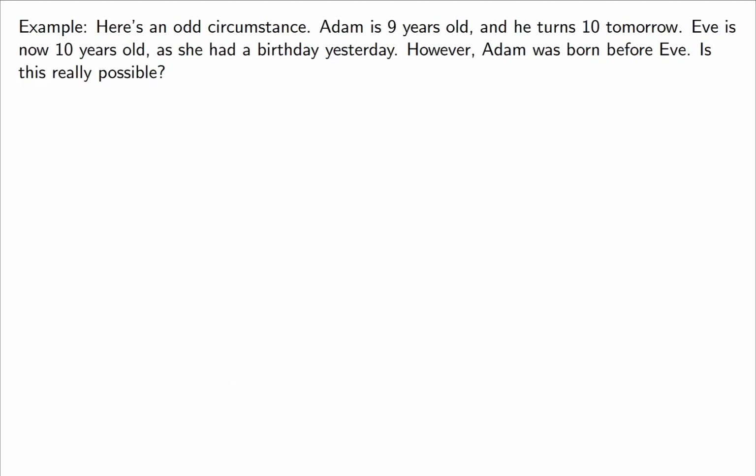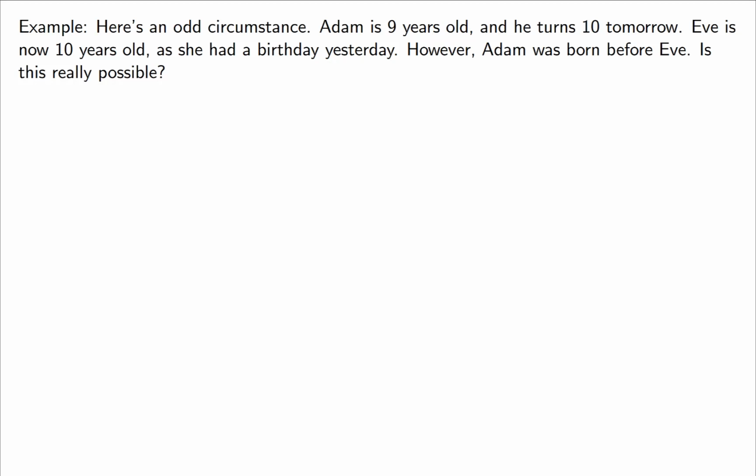Now here is an interesting example. I'm going to try to set this up so that you can think about it for a moment, and then I give you a little bit of information, and then maybe you can think about the other piece. So what we're looking at is a really unusual circumstance. You've got Adam that turns 10 tomorrow. He's currently 9 years old. Eve is already 10 years old because she had a birthday yesterday. First off, just make sure that's clear. Adam turns 10 tomorrow. Eve turned 10 yesterday.